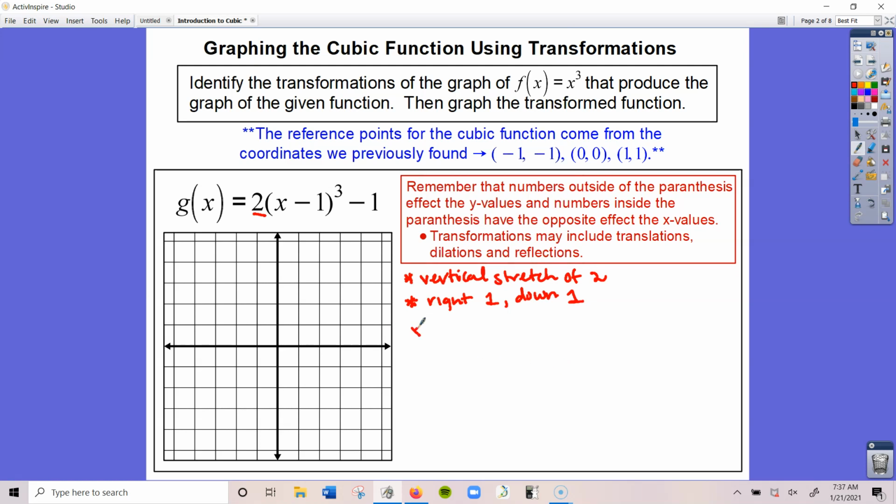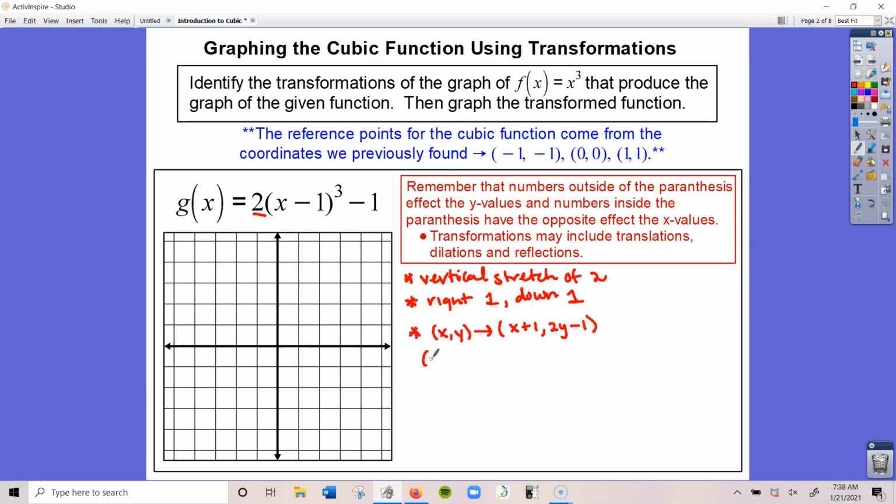Now we're ready to write our transformation rules. So remember, we start with (x, y) to indicate the original points. The rule for the x's, remember that we switch whatever it says to do inside the parentheses. So we would write x plus 1. Everything outside affects the y's, so the rule would be 2y minus 1.